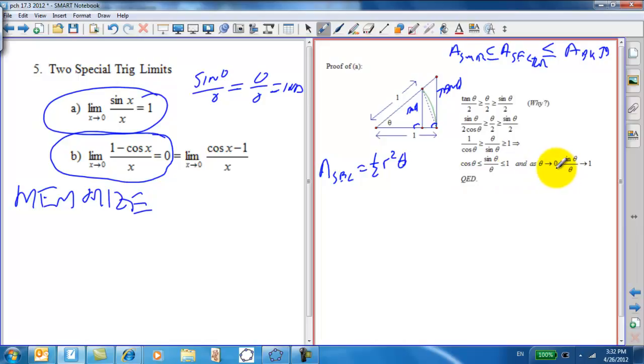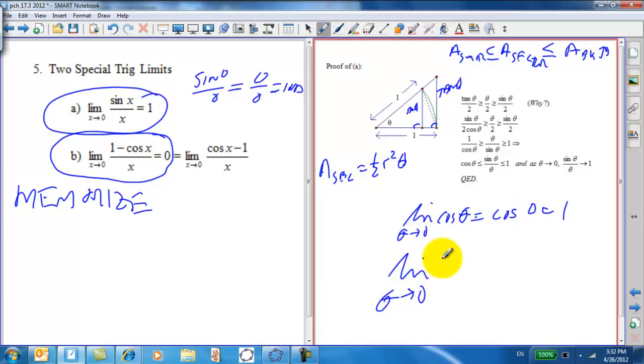Well, as theta goes to 0, sine of theta over theta must go to 1, because what's the limit as theta goes to 0 of the cosine of theta? It is equal to cosine of 0, which equals 1. And the limit as theta goes to 0 of 1 is equal to 1. So the sine theta over theta got squeezed in between those two. So there's your proof of this sine limit.